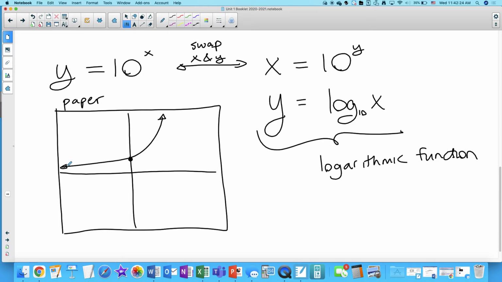Now, when you swap x and y, you're basically graphically doing a reflection in the line y equals x. When y and x are equal, then when you swap them, you get the same thing. If you have the point (2, 2) and you swap them, you still have the point (2, 2). So when we swap x and y, which is what we're doing to get the logarithmic function, we're reflecting in this line. So this is a line of reflection.